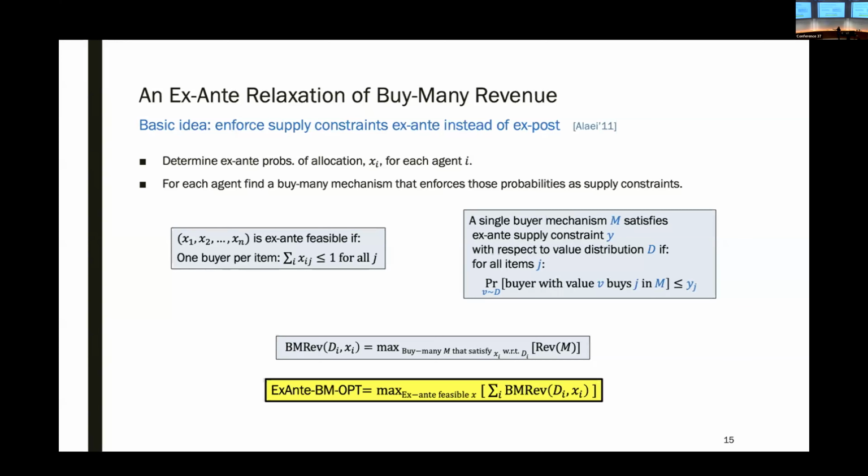Okay, and of course, this is not a feasible mechanism because if I tried to run this, some of the times I'd be over-allocating items, and that's not feasible. So this is just a relaxation, but it gives us an upper bound on what any multi-buyer buy-many mechanism can do here. And so this is the relaxation we want to approximate.